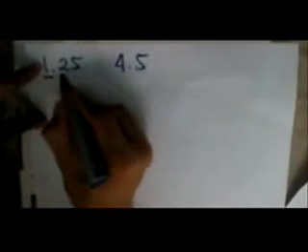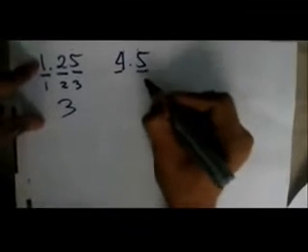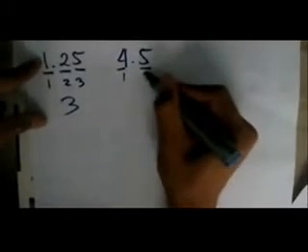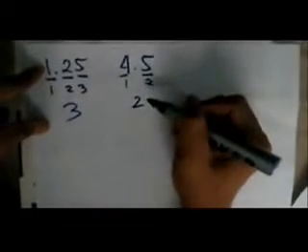So let's count all the significant figures. 1, 2, 3. So the first example has 3 significant figures. For 4.5, let's count all the significant figures. 1, 2. There are 2 significant figures. So that's all.